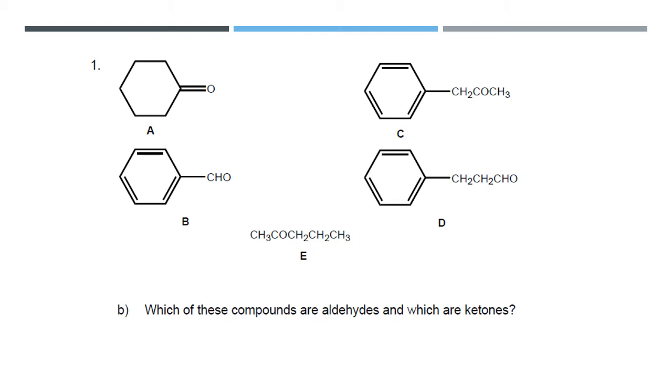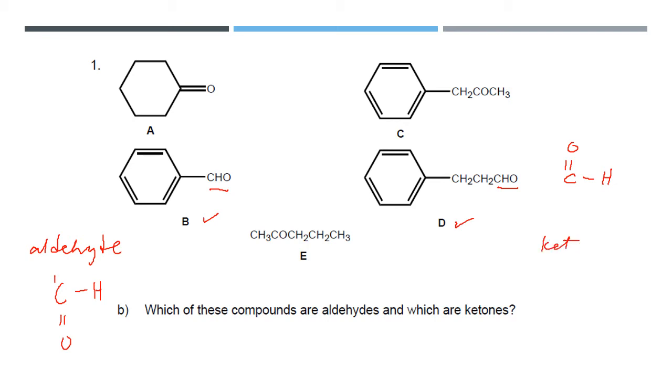B. Which of these compounds are aldehydes and ketones? We need to know the difference between aldehyde and ketone. Aldehyde has a C double bond O attached directly to hydrogen. So this carbon has to be carbon number 1. Aldehyde in this case is B and then D. This is aldehyde because, as you can see, at the end of the compound you have a C double bond O attached to H.